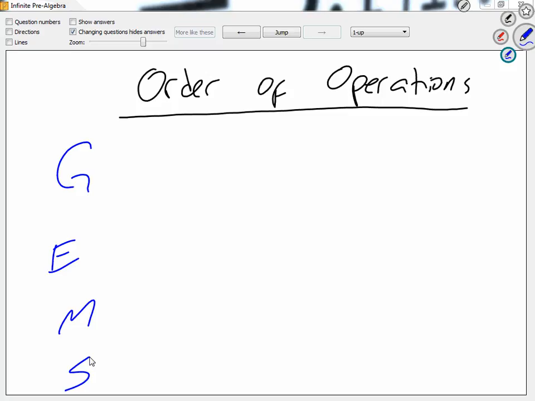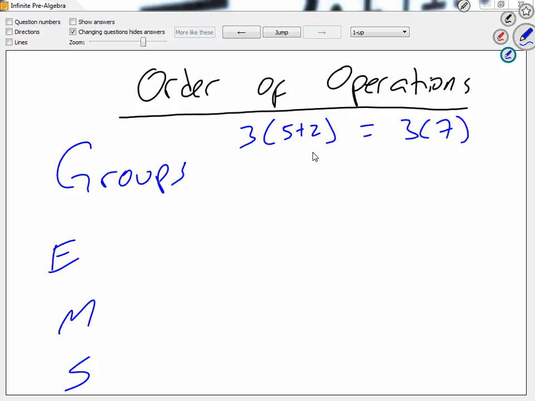What GEMS stands for is groups. So we're going to write groups. And what I mean with groups, it could be like 3 and then 5 plus 2 inside parentheses. The first thing I will do, we'll do the parentheses. That's a group, right? That's what the P on PEMDAS stands for.